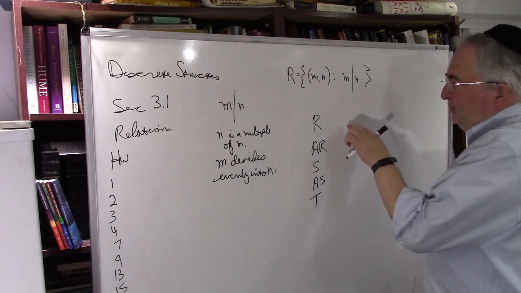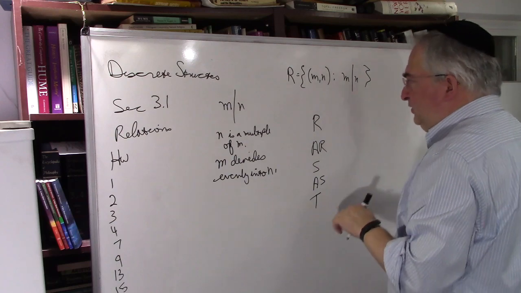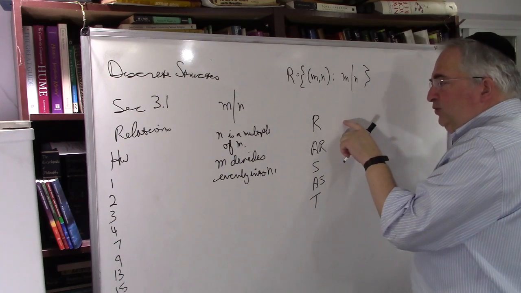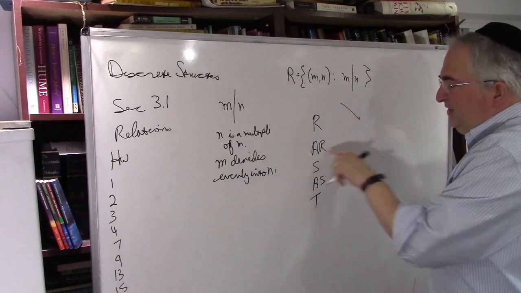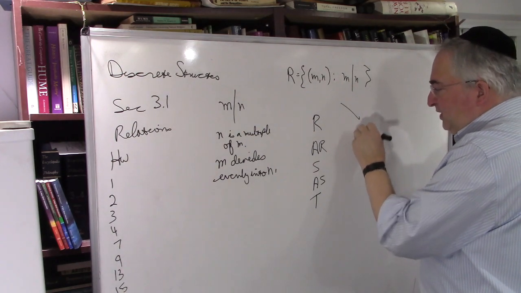Question: does 3 divide into 3? Okay, and the answer is yes. Does 5 divide into 5? The answer is yes. Does 25 divide into 25? Yes, it is. So it is reflexive. Every number divides into itself. Is it anti-reflexive? Well, if it's reflexive, it's not anti-reflexive, so it's not anti-reflexive.